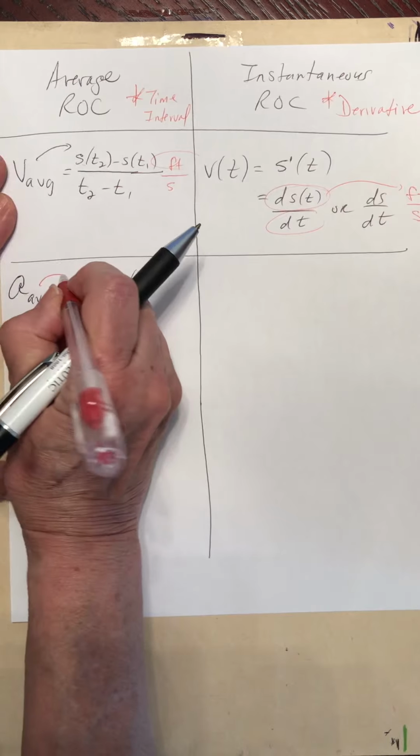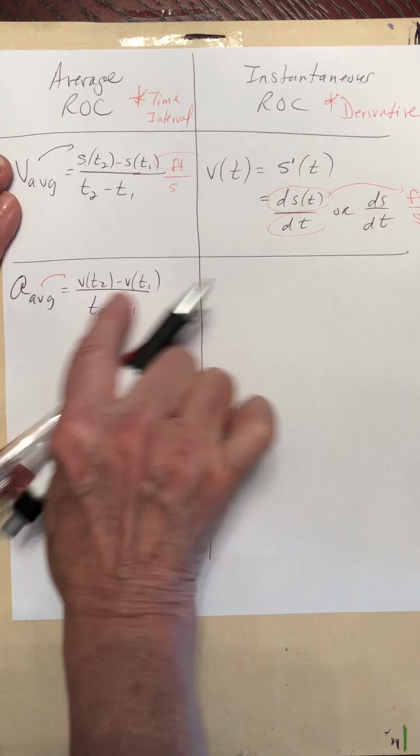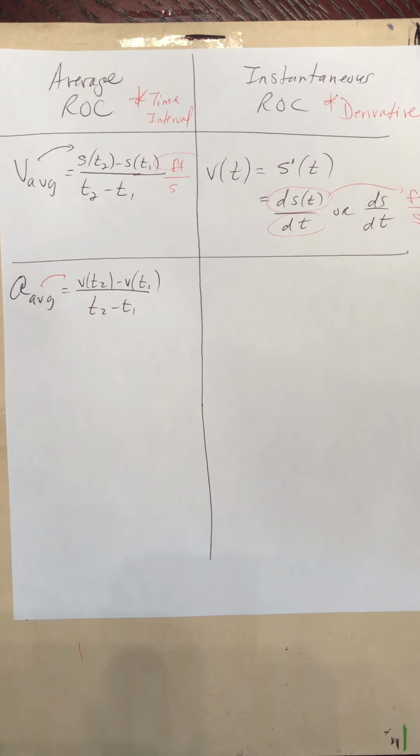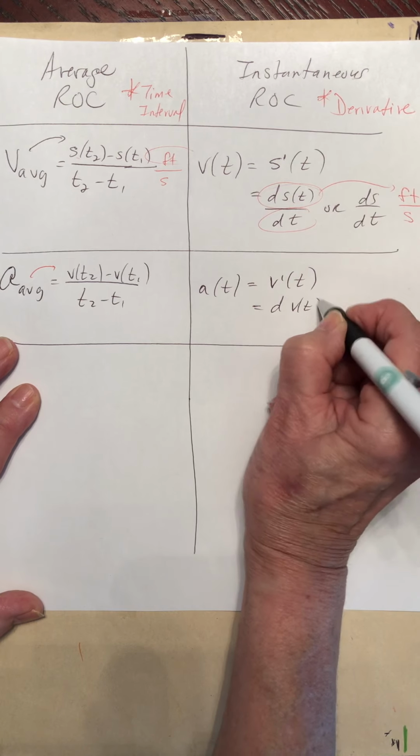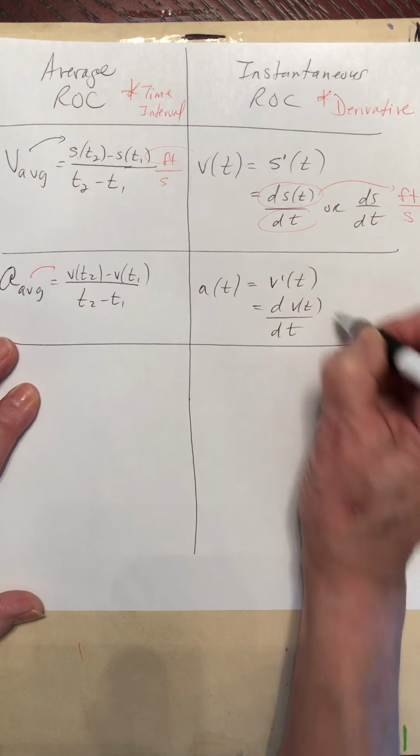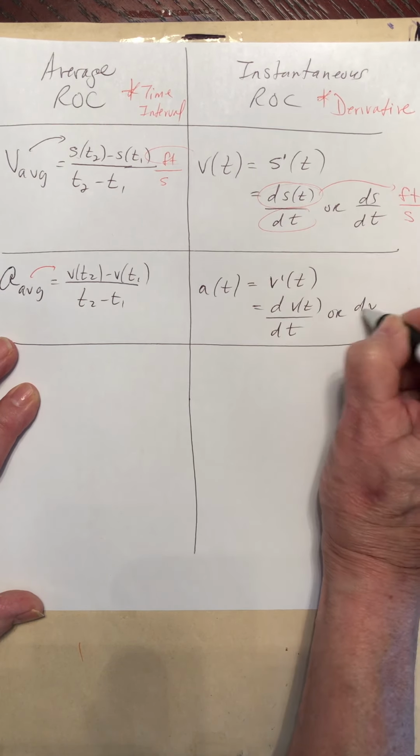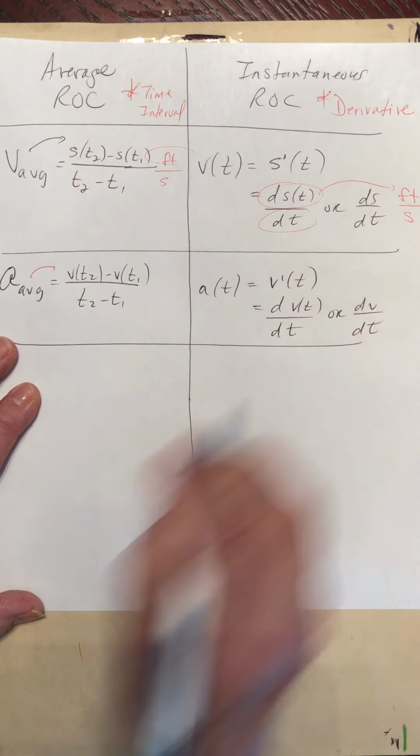And again, you kind of have a tendency to want to put acceleration up here. No, you're comparing how velocities changed. Okay. How about instantaneous acceleration? That's a derivative. What is it the derivative of? It's the derivative of velocity. So I could write it like this, I could say it's the derivative of velocity, I could write it like that, or I could say dv over dt.